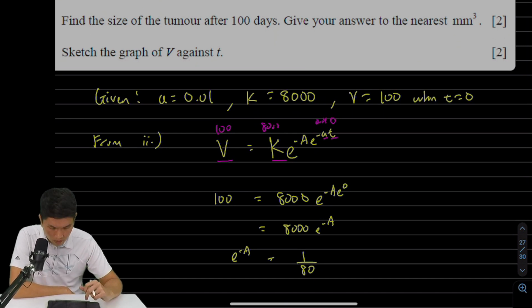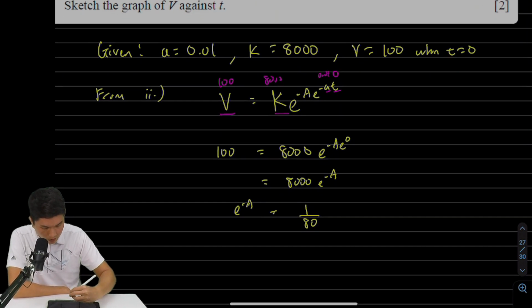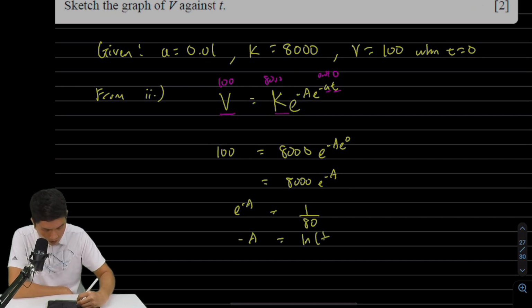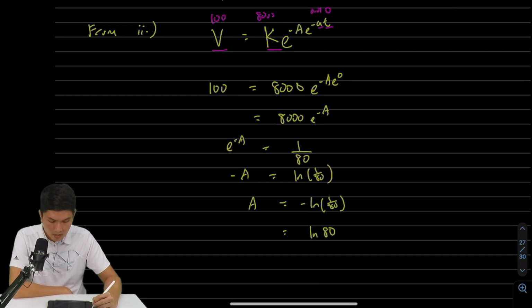So just take a while to digest that. Next I'm going to take a natural log on both sides. So this is going to be negative a equals natural log 1 over 80. A is going to be negative natural log 1 over 80, which actually is the same as natural log of 80 over 1. So a is equal to natural log of 80.